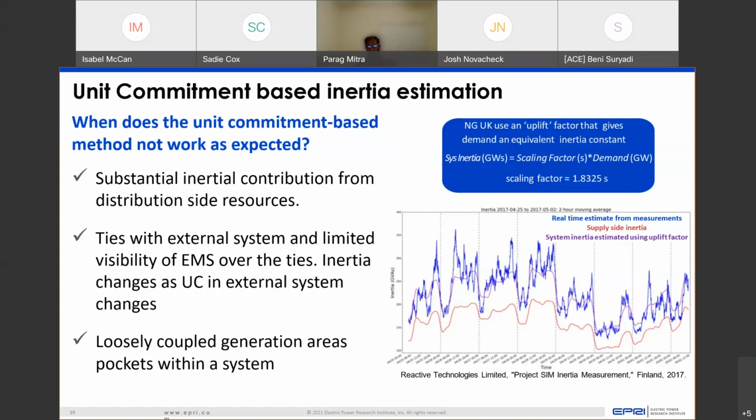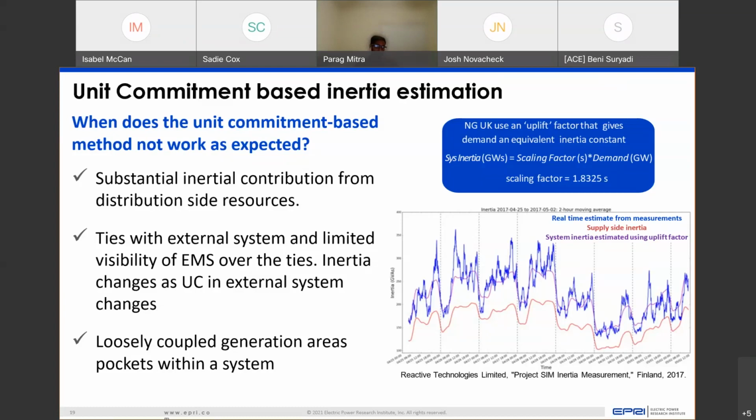To do that, it takes a bit of practice. You have to look at some events, see what you're measuring, and then estimate what the scaling factor is over a period of time. Then you scale it up so that you have a better idea of what your system inertia is in other periods.